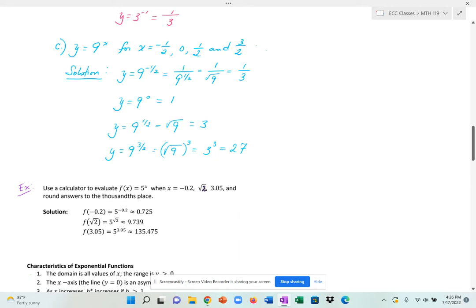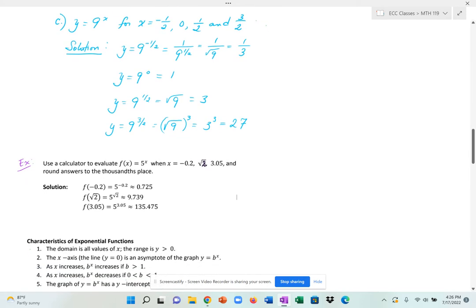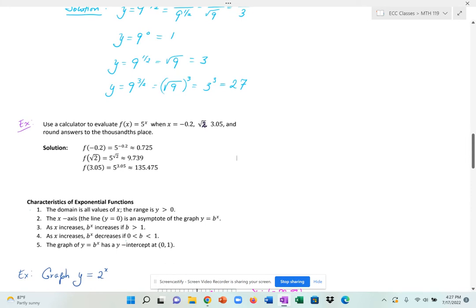So now let's talk about some of the characteristics of an exponential function, what it's going to look like when we graph it. For any exponential function, the domain is going to be all real numbers, and your range will be all positive numbers. Number 2 says that the x-axis, or the line y equal to 0, is an asymptote, and it is going to be a horizontal asymptote of an exponential function b to the x.